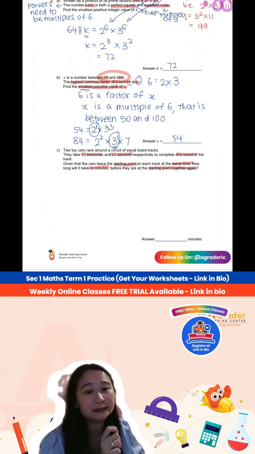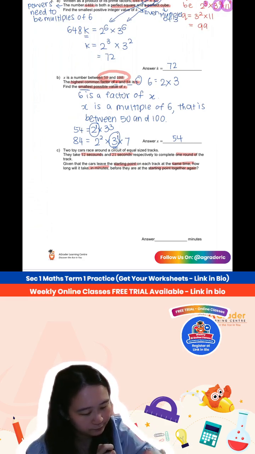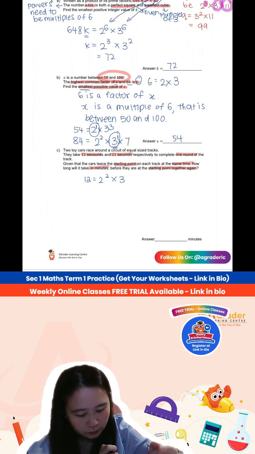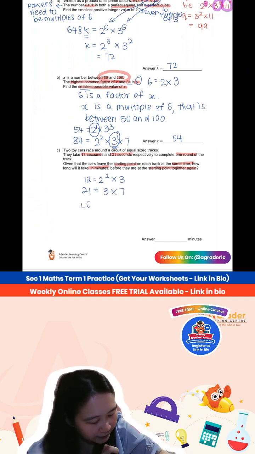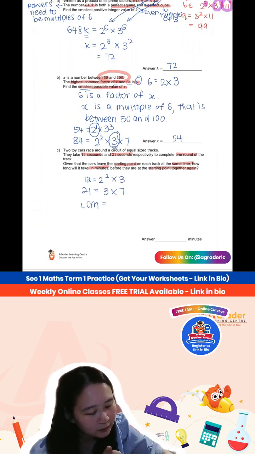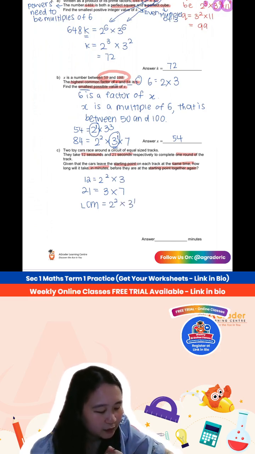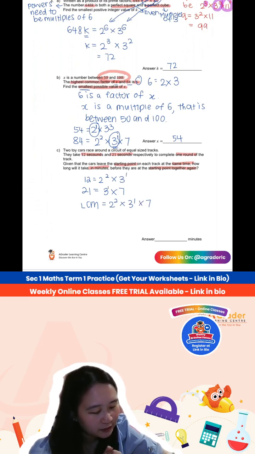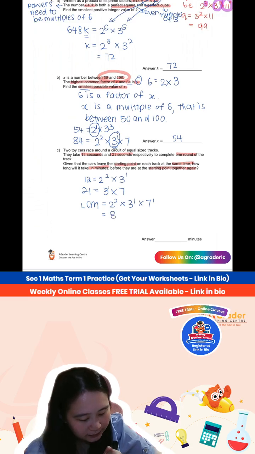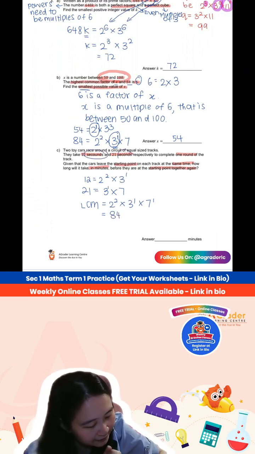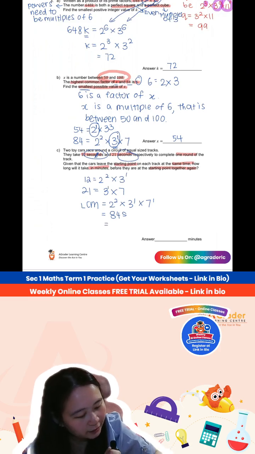So technically what you want to find is the lowest common multiple. So 12 is equal to 2 squared times 3. And then 21 is equal to 3 times 7. So you find the LCM by taking the highest power here. So highest power of base 2 is 2, times highest power of 3 is 1, times highest power of 7 is 1. So therefore my LCM is 84. Take note it's in terms of seconds. Sorry, there's a typo here. 84 seconds. When I convert it to minutes, it should be 1.4 minutes.